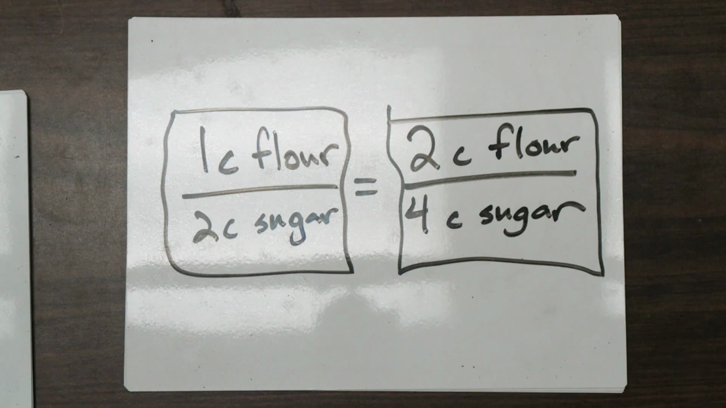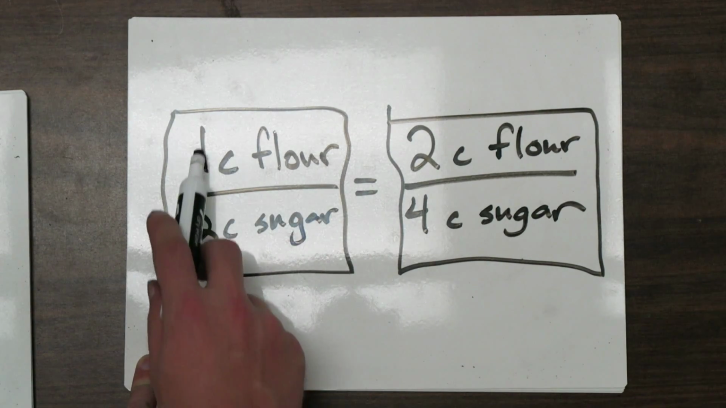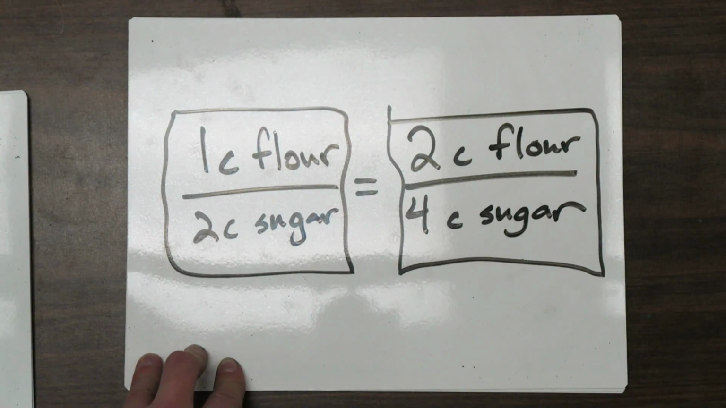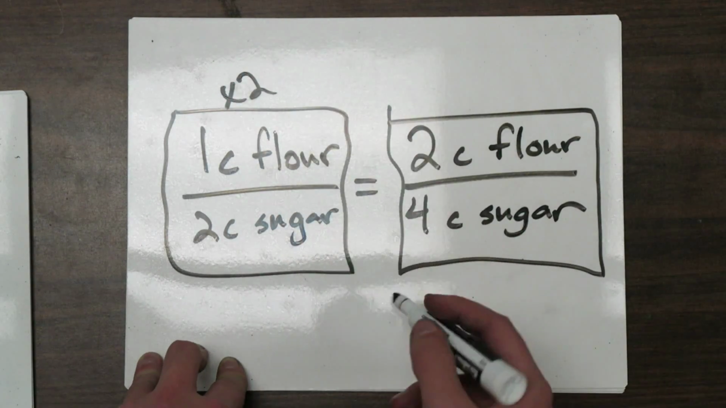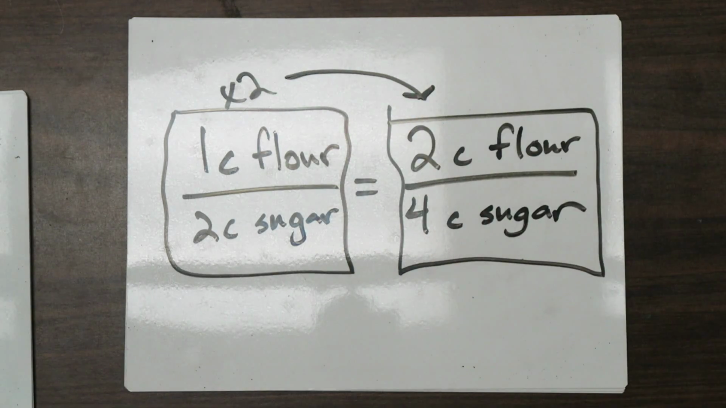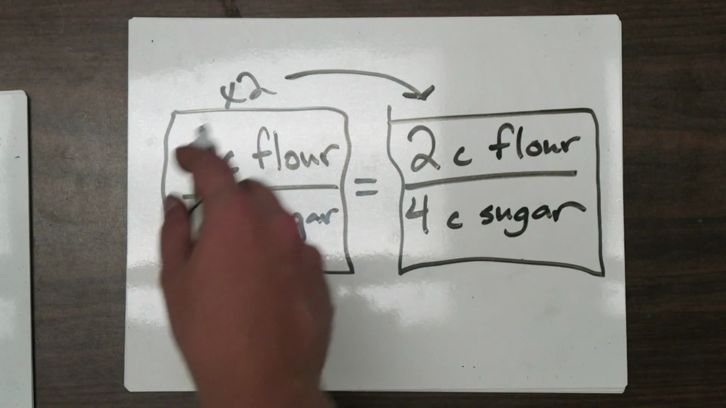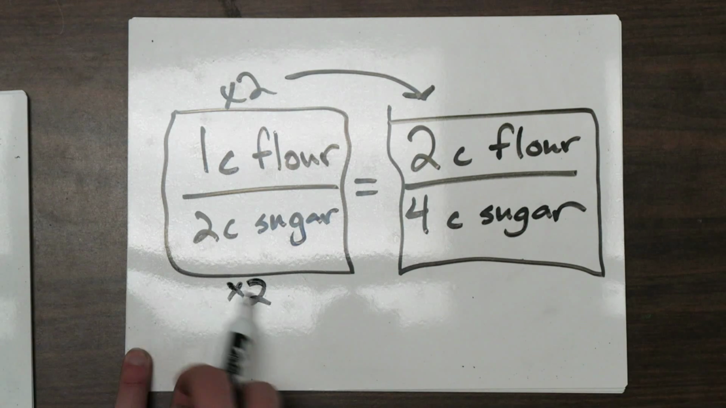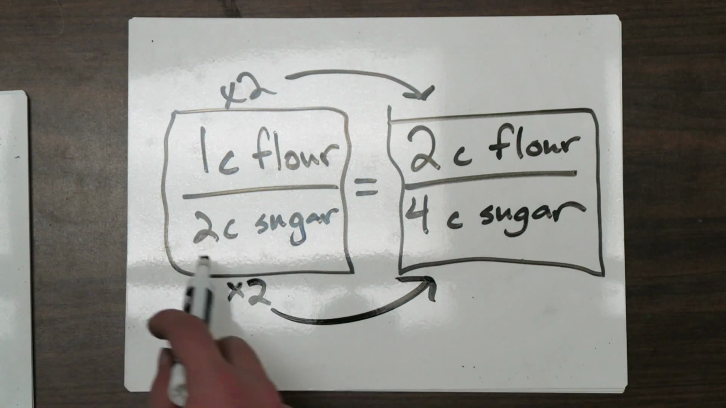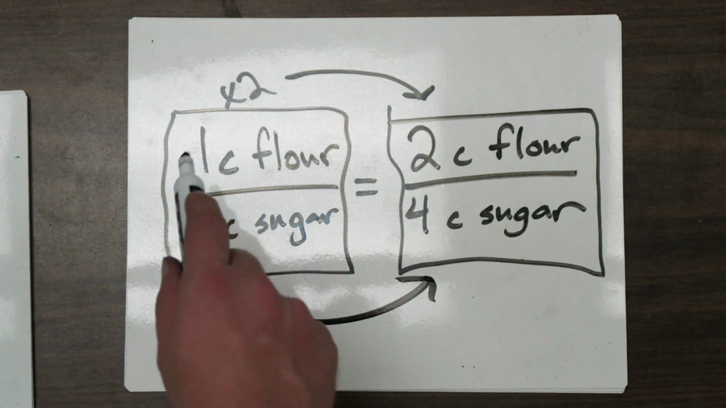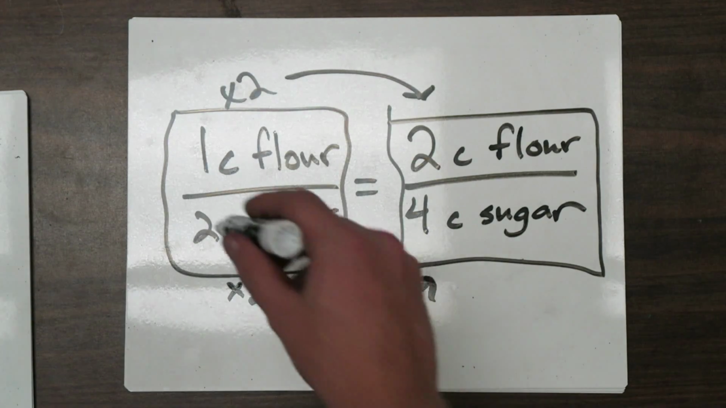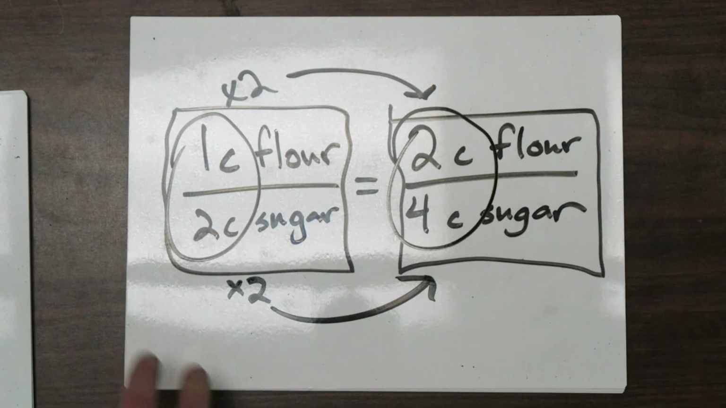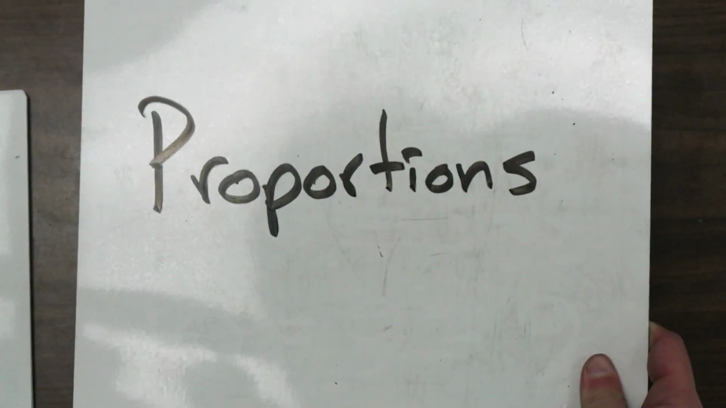I can verify that by looking at how did I get from 1 cup of flour to 2 cups of flour? Well, I can multiply 1 times 2 to get 2. And if I multiply this value times 2, then I also have to multiply this value times 2 to get the other part of the ratio. And we can verify that 2 times 2 does equal 4, 1 times 2 does equal 2. So this ratio is equal to this ratio, which means that they are what we call proportional, or this is a proportion.